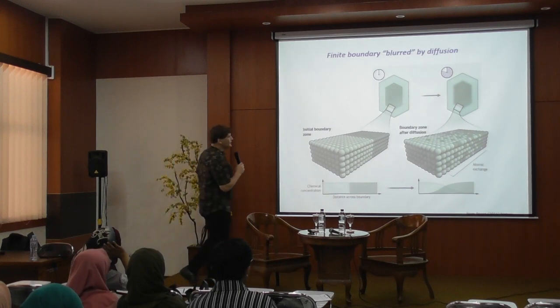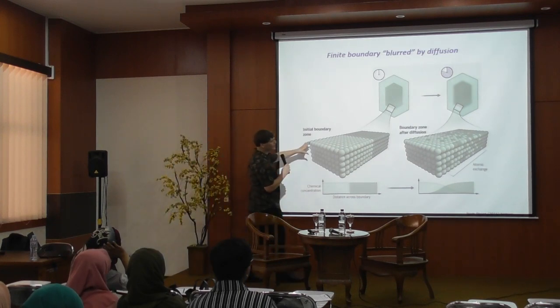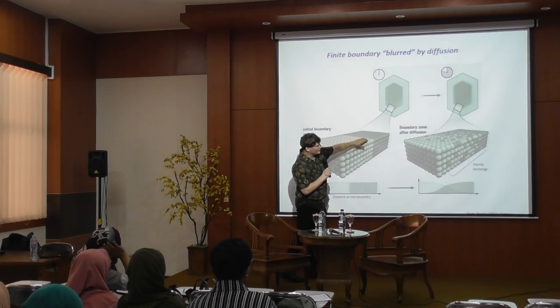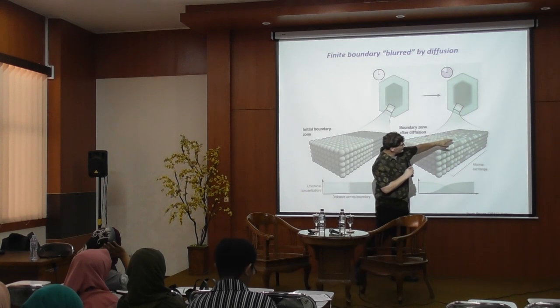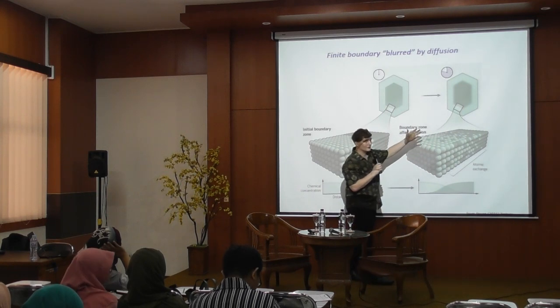But this chemical boundary, when it's young, looked like this. It was a sharp, discrete chemical boundary. But over time, you'll get substitutions happening. You'll get diffusion along this. So it starts to get blurry, right?